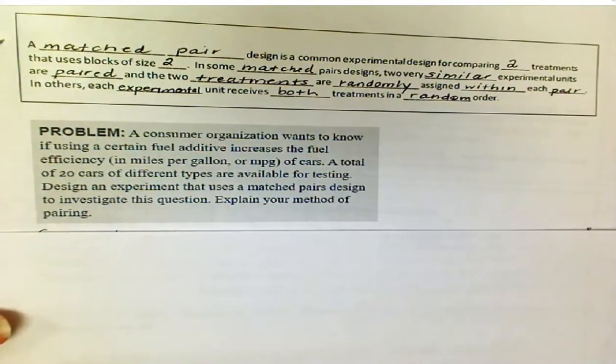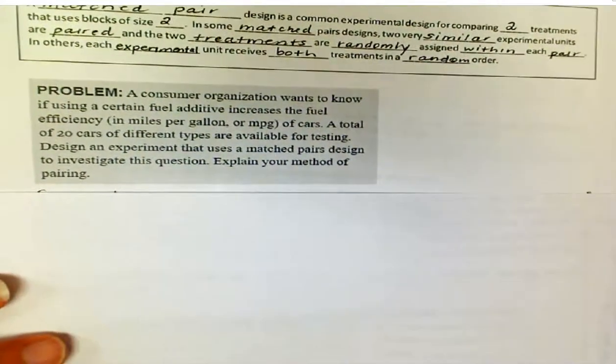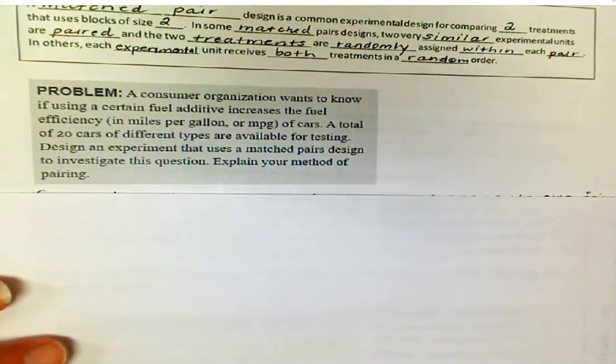A consumer organization wants to know if using a certain fuel additive increases the fuel efficiency in miles per gallon of cars. A total of 20 cars of different types are available for testing. Design an experiment that uses a matched pairs design to investigate this question. Explain your method of pairing.